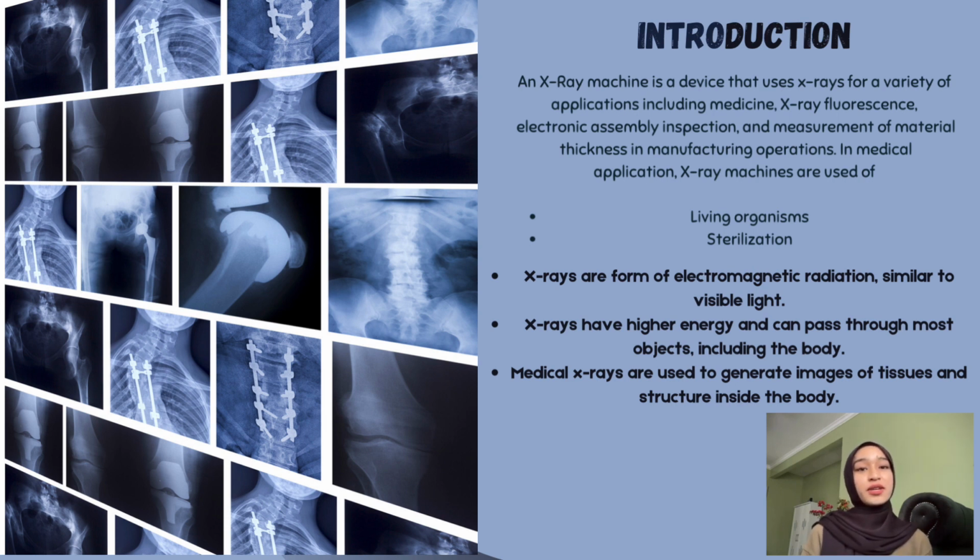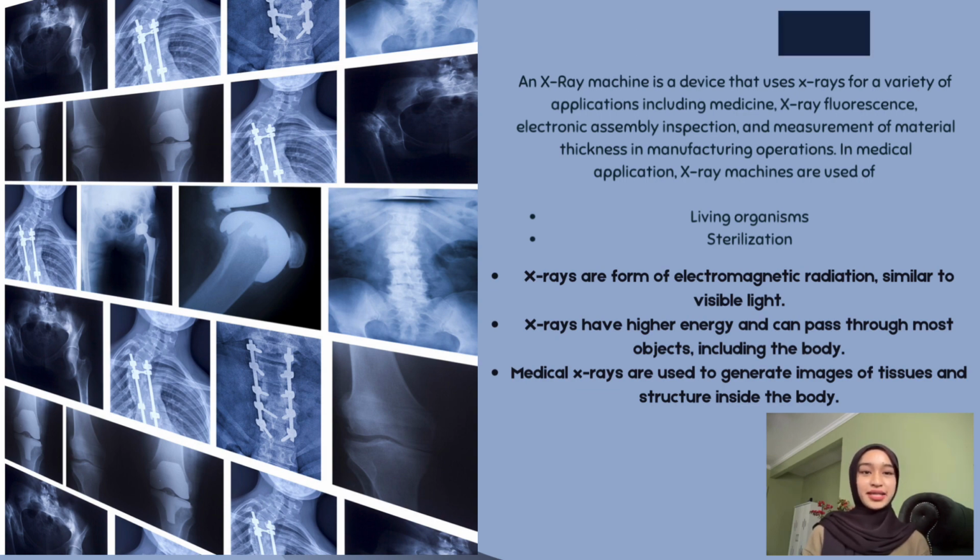X-rays are a form of electromagnetic radiation similar to visible light. However, X-rays have a higher energy and can pass through most objects, including the body. Medical X-rays are used to generate images of the tissues and structures inside the body. If X-rays pass through to an X-ray detector on the other side of the patient, an image will be formed that represents the shadow formed by the objects inside the body.